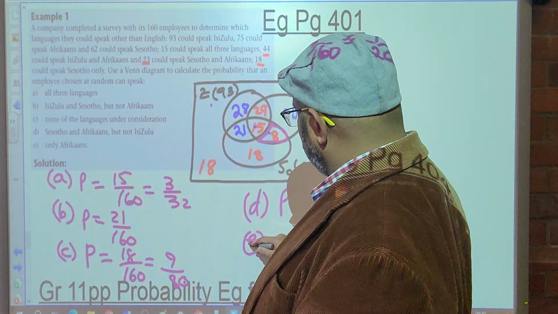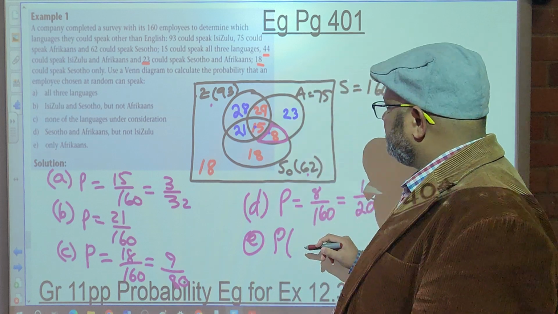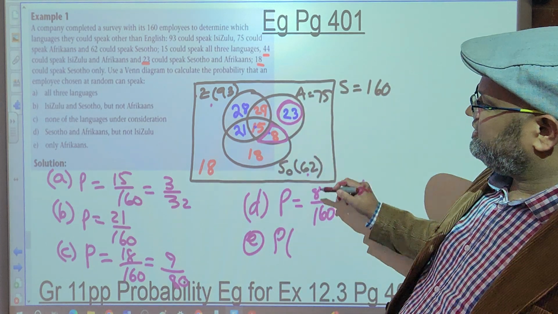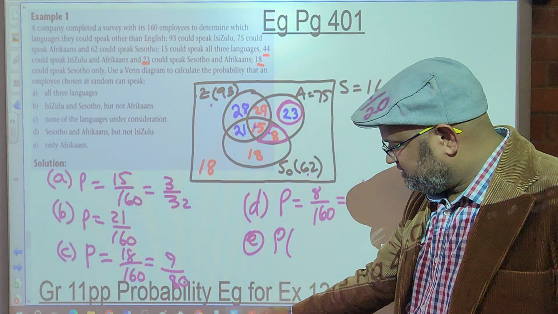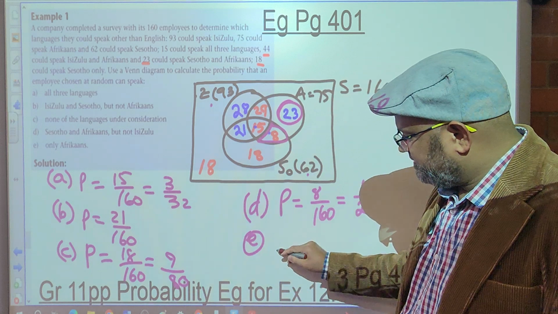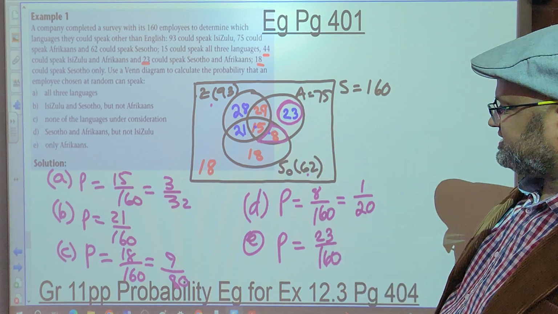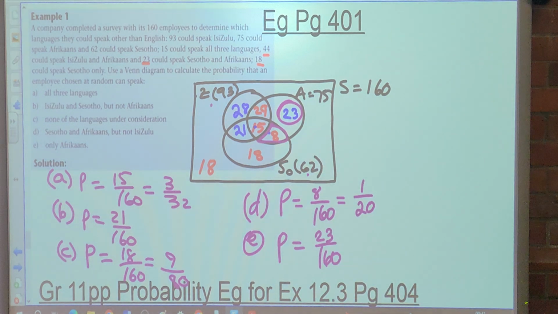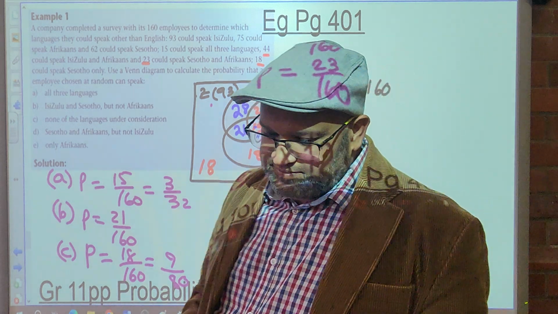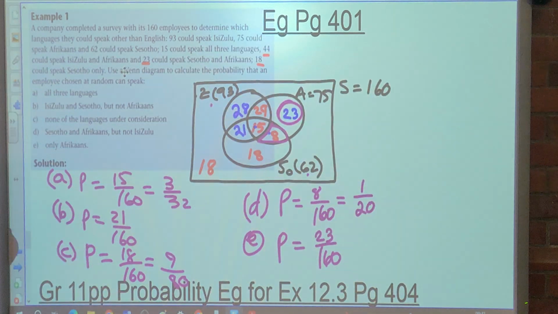E, Afrikaans only. Afrikaans only is going to be 23. The probability will be 23 out of 160, and I think that is in the simplest form. Okay, so any confusion? No. So with that, you should be able to do numbers 1 to 4 from this exercise.